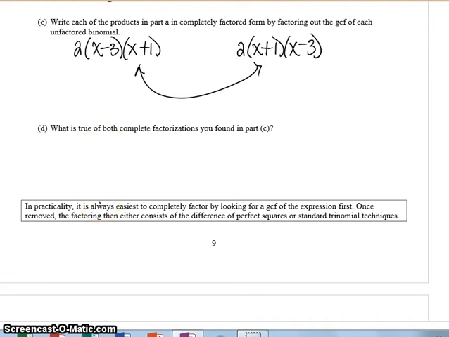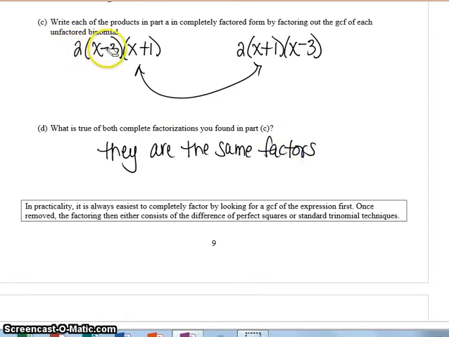So Part D says, what is true of both complete factorizations you found in Part C? They are the same factors. So this is 2 times x minus 3 times x plus 1. This is 2 times x plus 1 times x minus 3. And don't forget, multiplication is commutative, so you can switch that order.